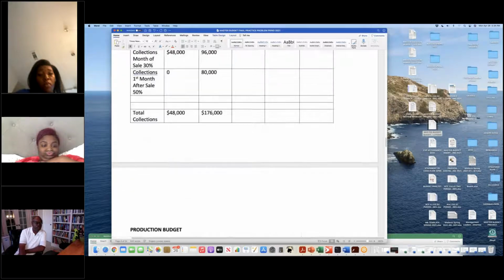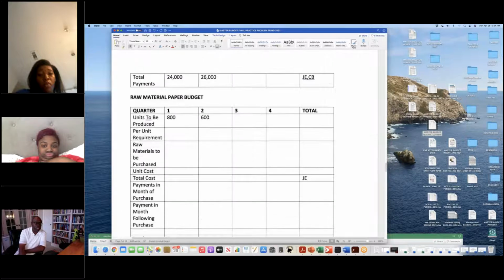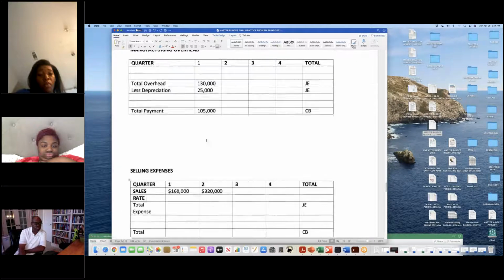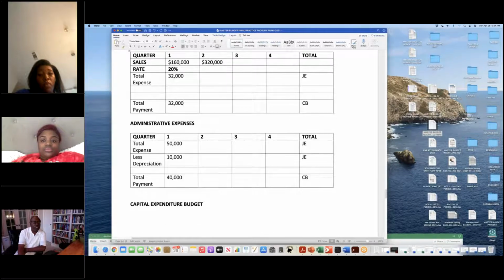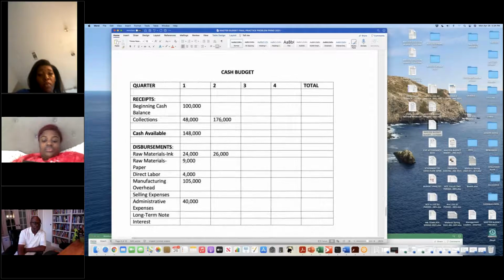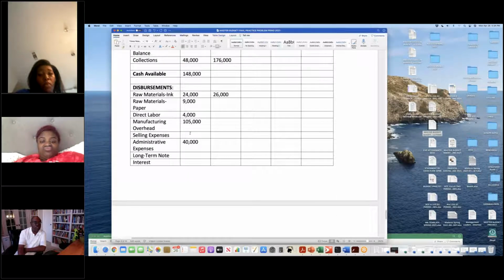I put these in because as you go back and work on this, you'll be able to see where these numbers came from. 3,200. We'll just put 32,000. We're going to put 32 right here. And we're going to take that 32 and put it right here.